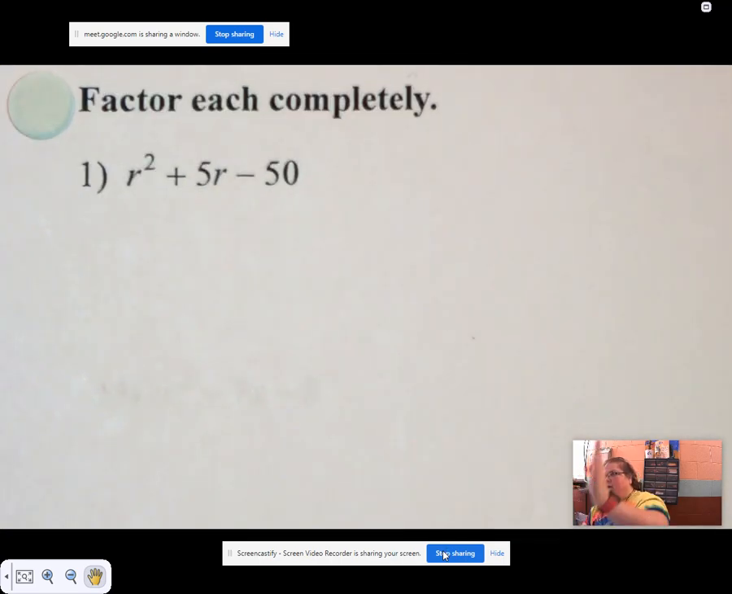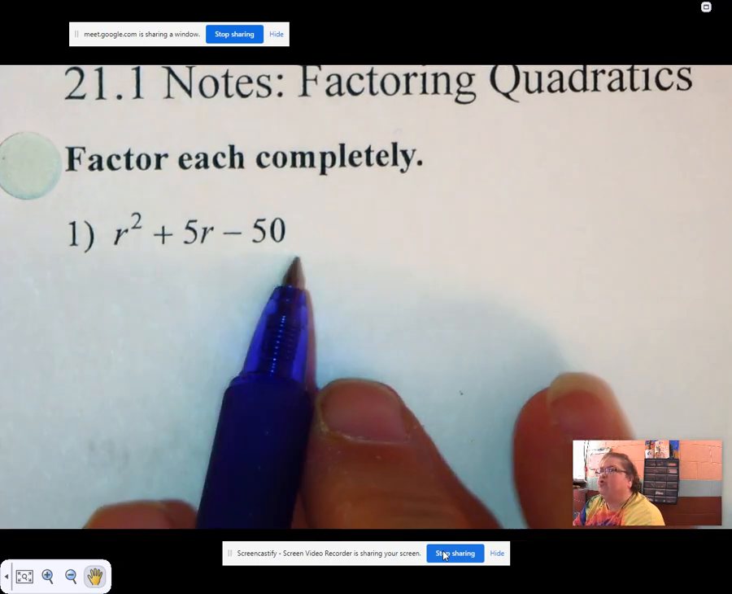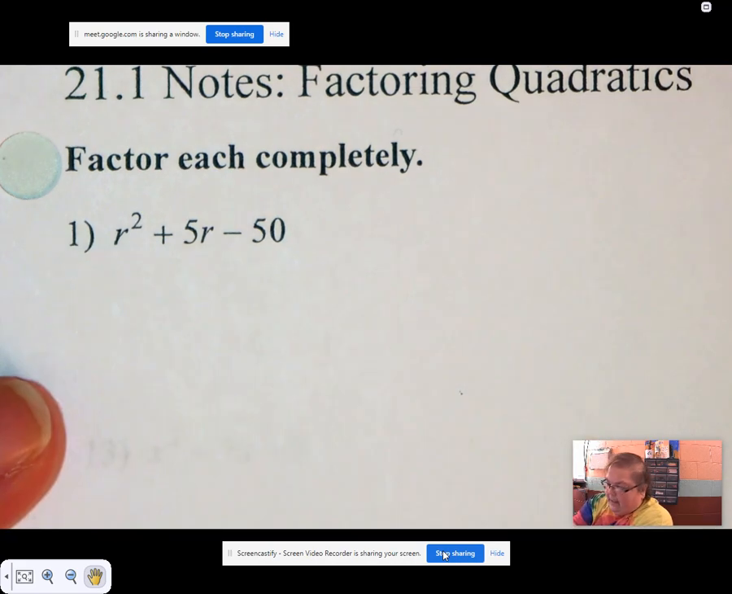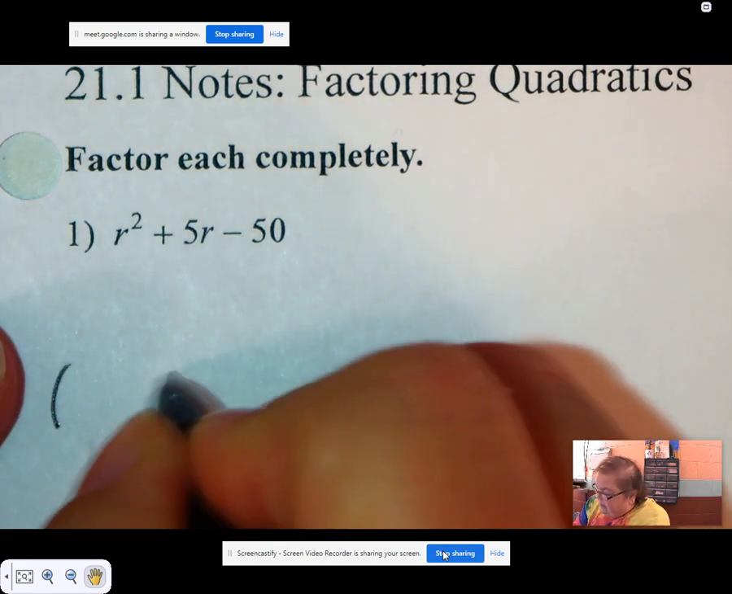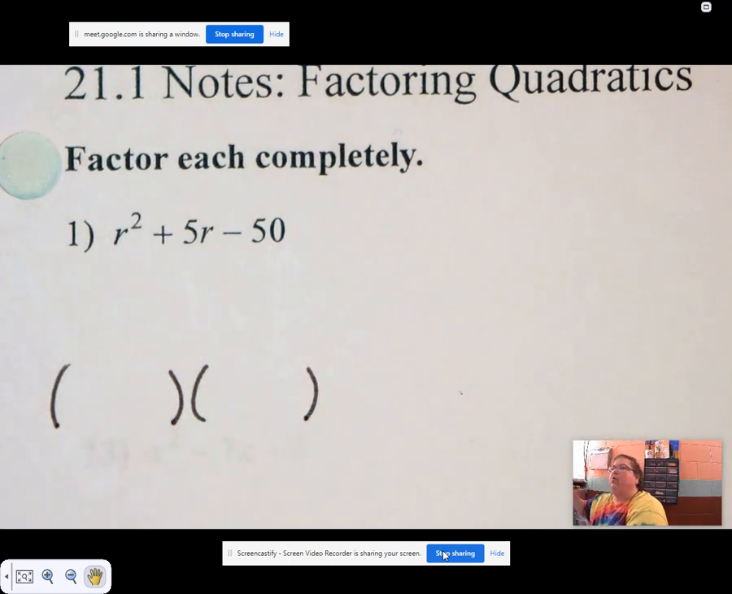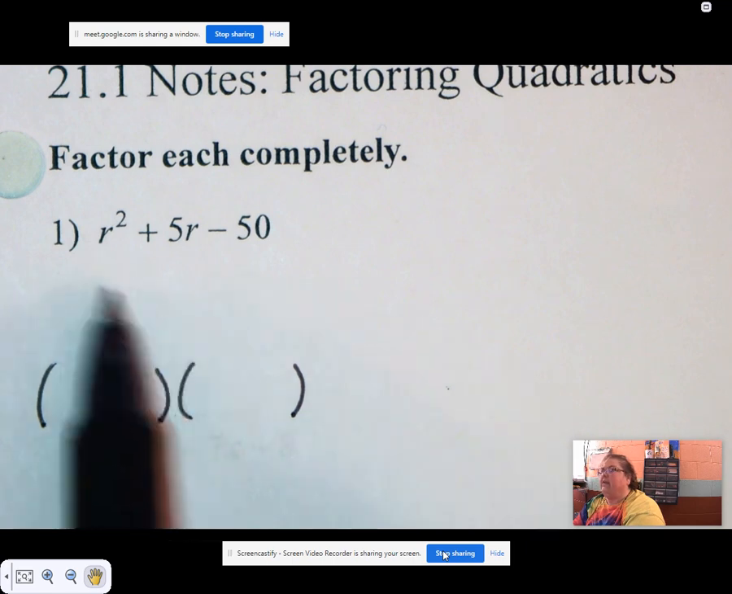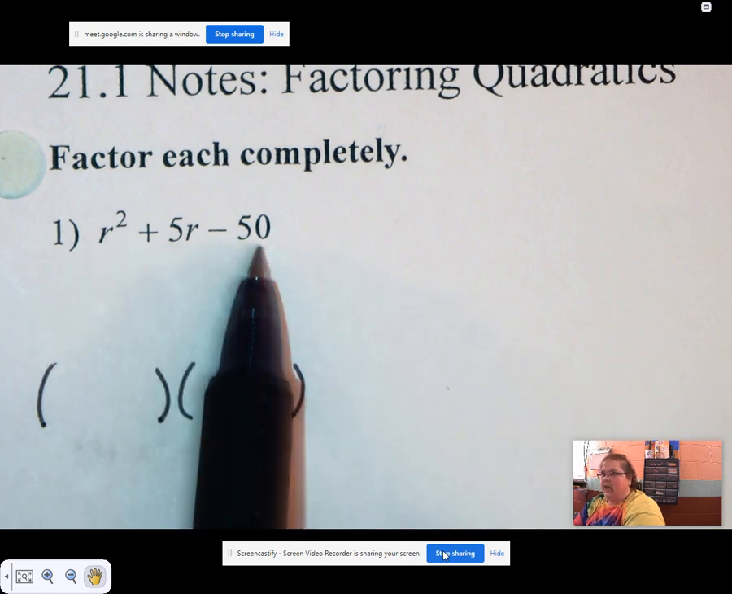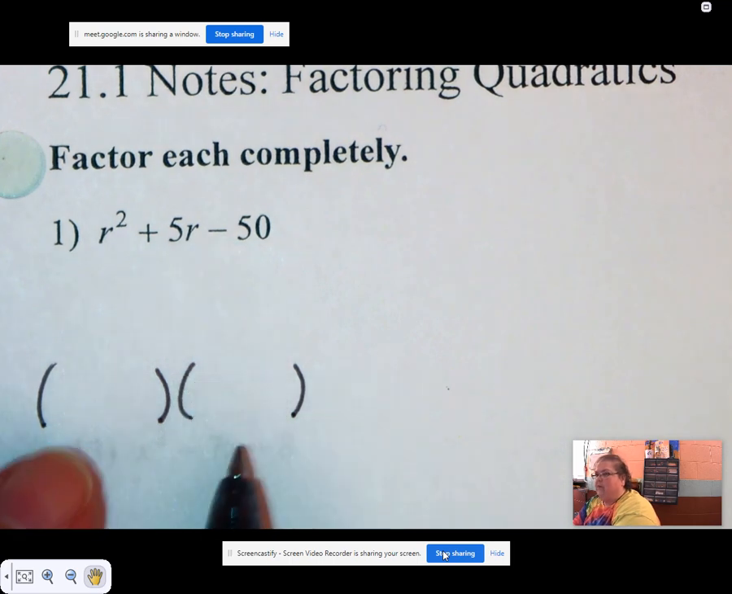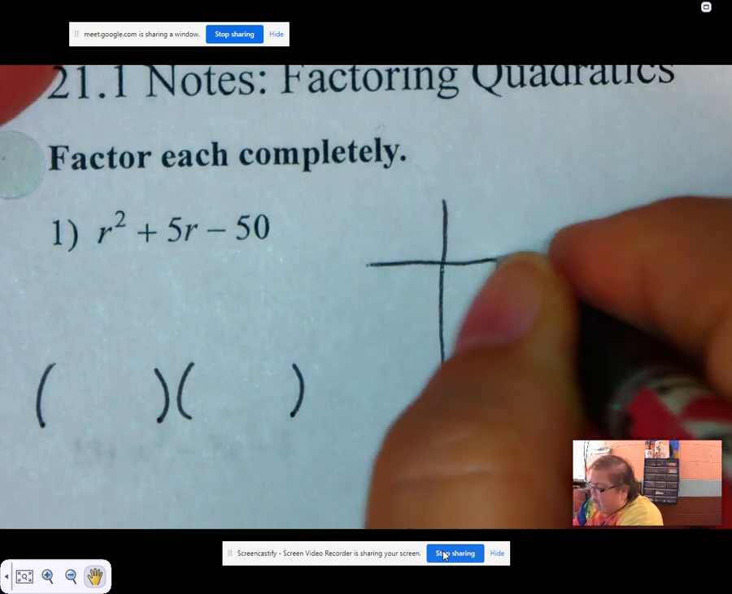What our goal is is to take this trinomial and find the binomials that we have been working with, right? So we have been taking binomials, multiplying them, right, distributing, and getting this answer. Now we're going to take this answer and come up with these binomials. Here's how we do it. We make a T-chart.